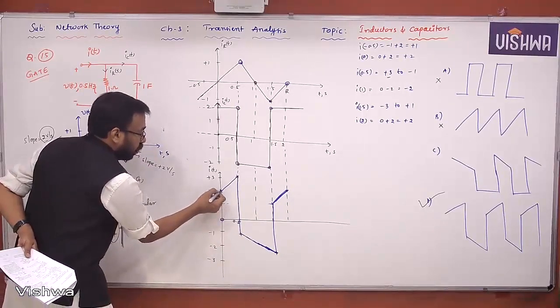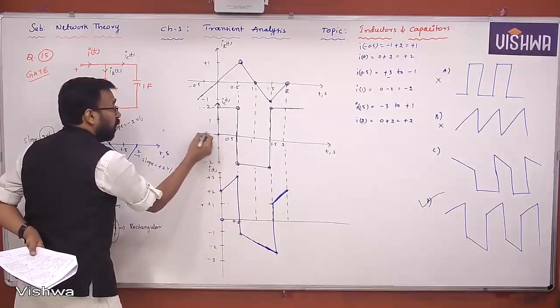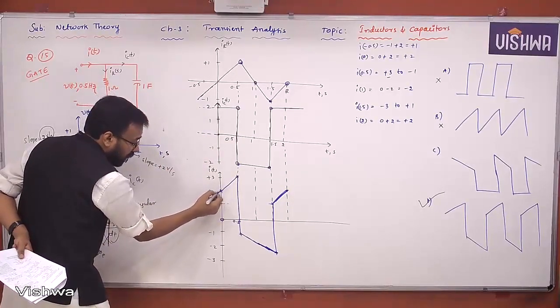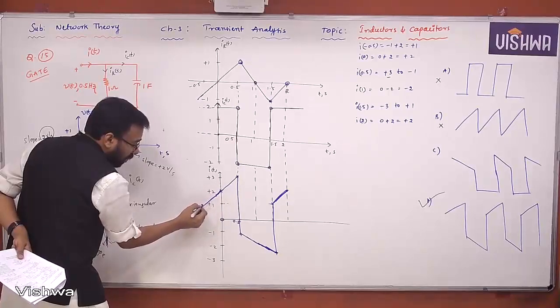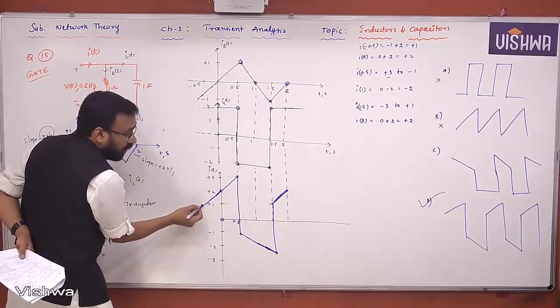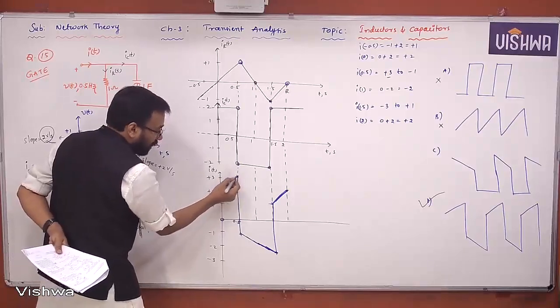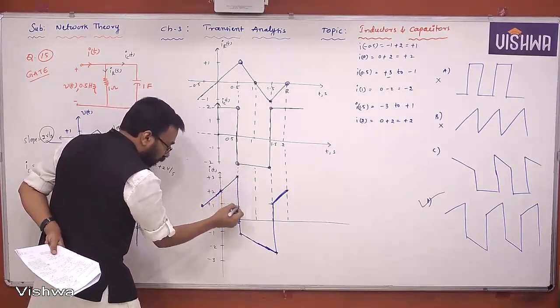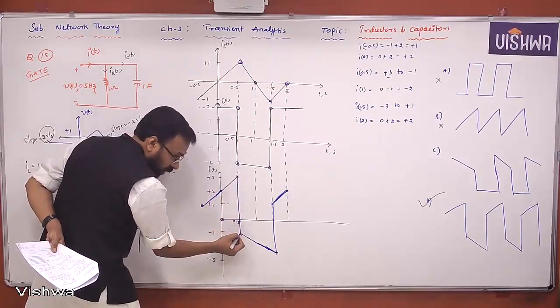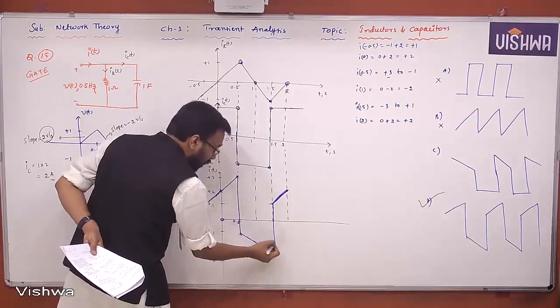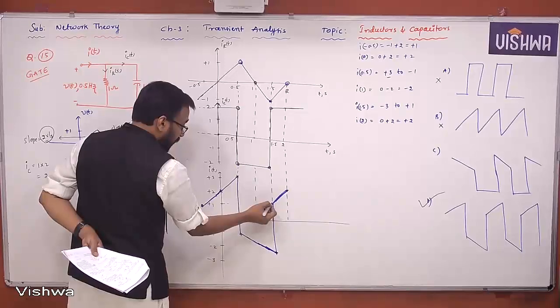It started with 2. But if you take minus 0.5 as a reference, it started with what? Plus 1 only. That means it started something like this. So the waveform goes like this. Look at this. If I take this as a starting point, it is increasing. Okay. Plus 1 to plus 3. Then plus 3 to minus 1, sudden drop. Okay. Minus 1 to minus 3. Then minus 3 to plus 1, sudden rise.